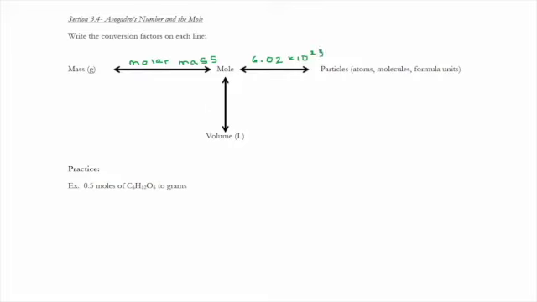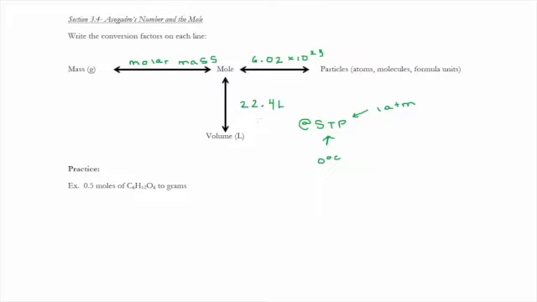And then if I'm wanting to go from moles to volume, I can do that. There are 22.4 liters for every 1 mole, but I must be at STP, which is standard temperature and pressure. The temperature at standard temperature and pressure is 0 degrees Celsius, and the pressure is 1 atmosphere. So if I'm under those conditions, I can assume that 1 mole equals 22.4 liters.